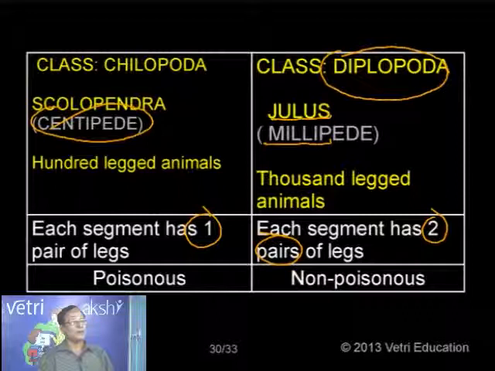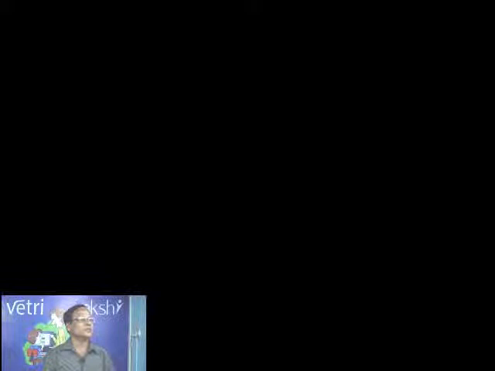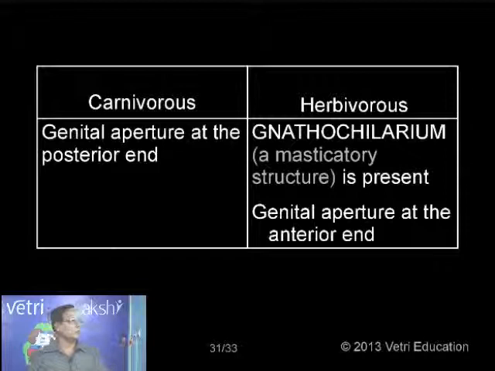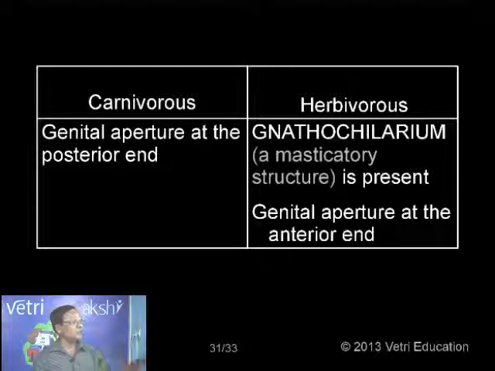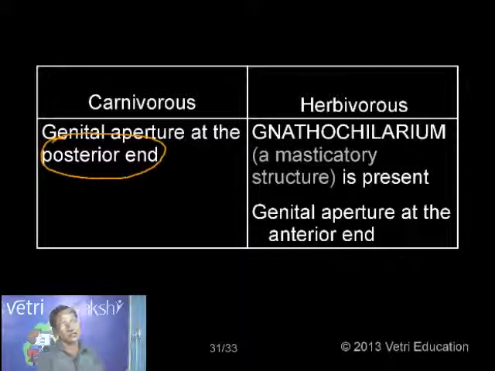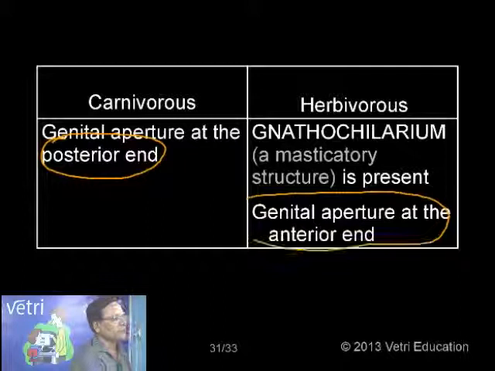Then another comparison. What is the difference? The first difference: each segment has one pair of legs here, and here each segment has two pairs of legs. Then the centipede is always poisonous, and this one is non-poisonous. Regarding food habit, normally the centipedes are carnivorous and the millipedes are herbivorous. And the genital aperture is normally located at the posterior end; this is called opisthogonate. And in the case of the millipede, the genital aperture is present near the mouth. This is what is called progoneate.